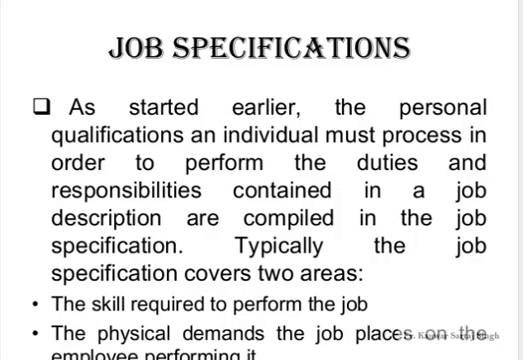Next is job specifications. As stated earlier, the personal qualifications an individual must possess in order to perform the duties and responsibilities contained in a specific job description are compiled in the job specification. Specification basically covers two areas: the skills required to perform the job, and the physical demands the job places on the employee performing it. So students, in this lecture we have studied the introductory part of job description.